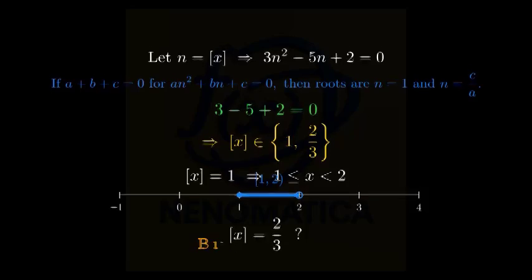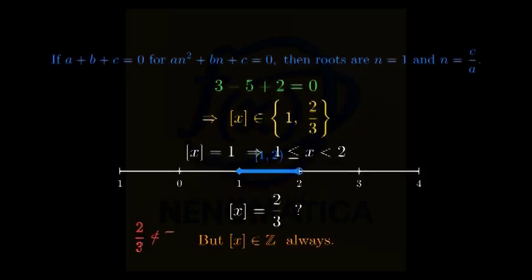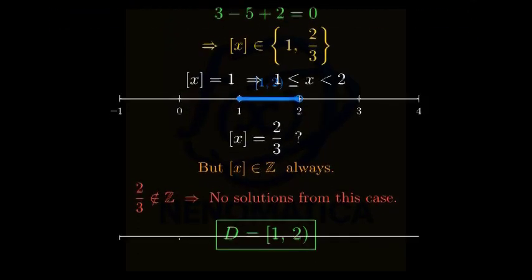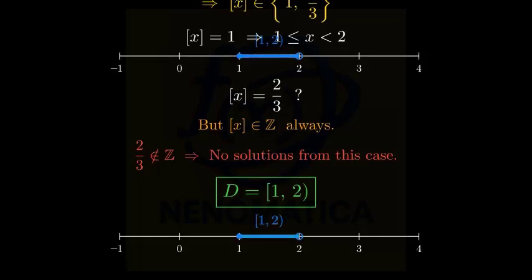Step 3. Evaluate the second case. If bracket x equals 2/3, recall that the floor function always returns an integer. Since 2/3 is not an integer, this case is impossible and contributes no solutions. Therefore, combining the results, the complete solution set is all real x from 1 inclusive up to 2 exclusive. In interval notation, that is bracket 1, 2 parenthesis.